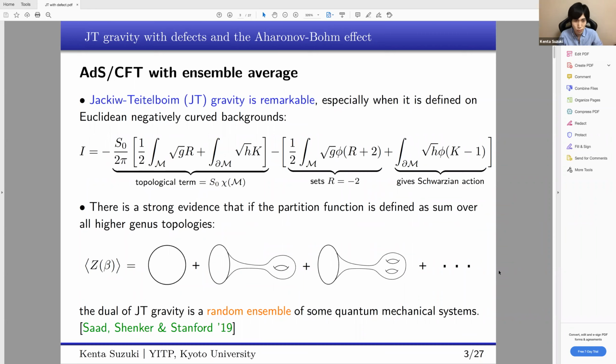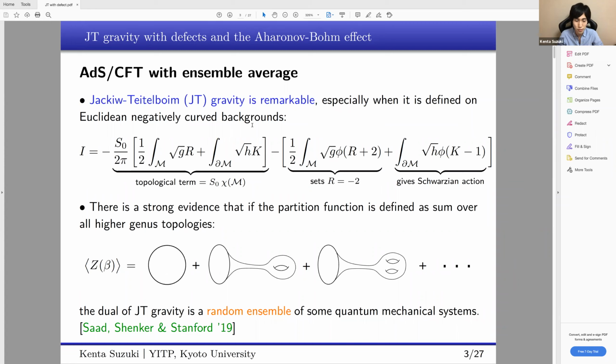This new type of AdS/CFT correspondence was originally discovered in the Jackiw-Teitelboim gravity theory, which is a two-dimensional dilaton gravity theory. Especially, this theory is very interesting if we define the theory on Euclidean signature with a negatively curved background. So in this talk, I will solely focus on the Euclidean signature with a negatively curved background case. In that case, the action of this JT gravity can be written in this expression.